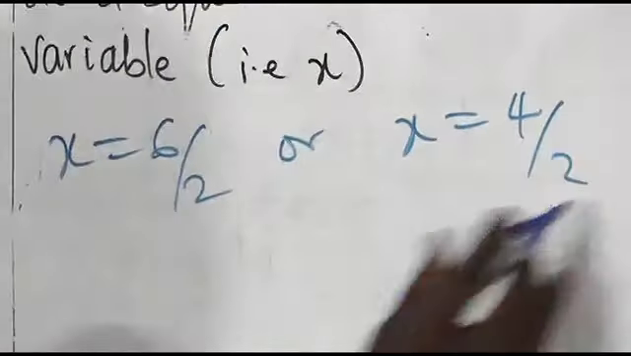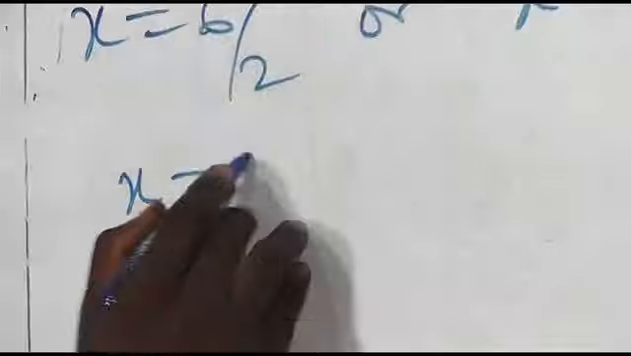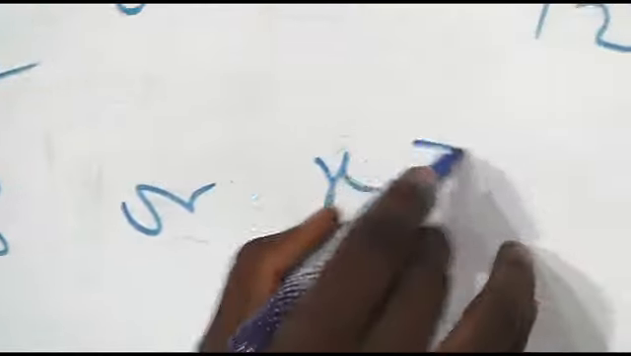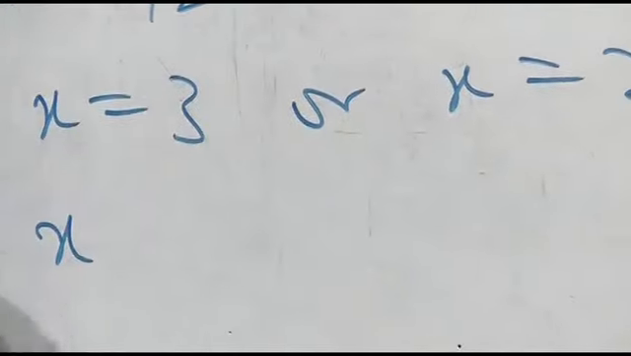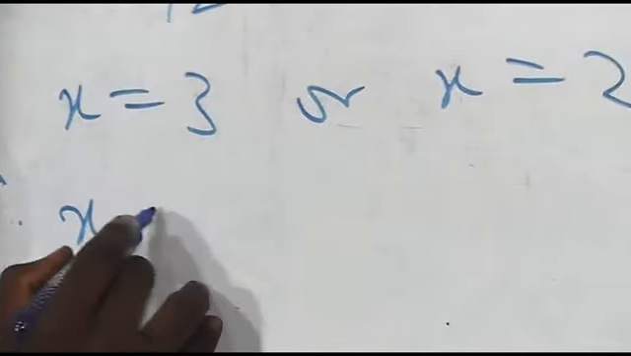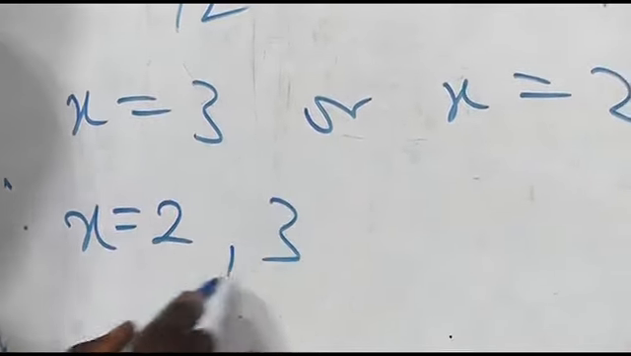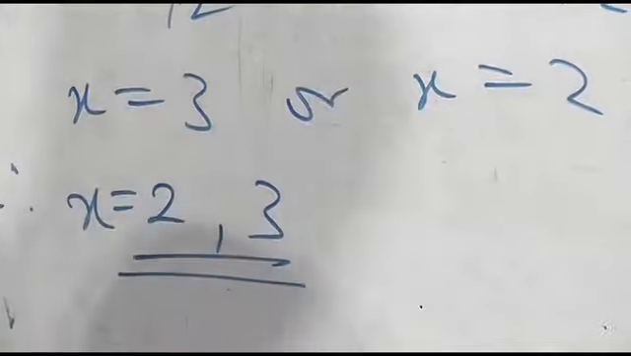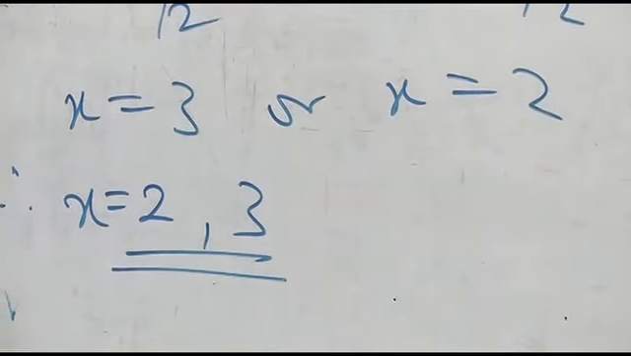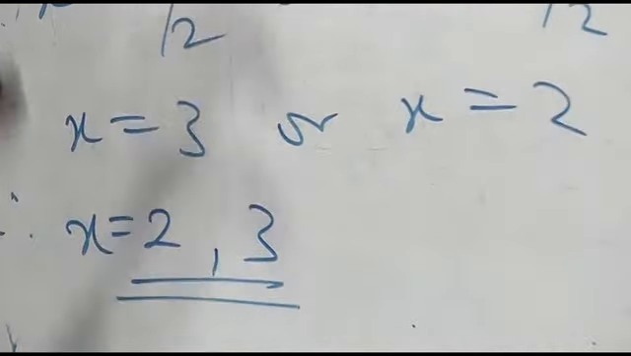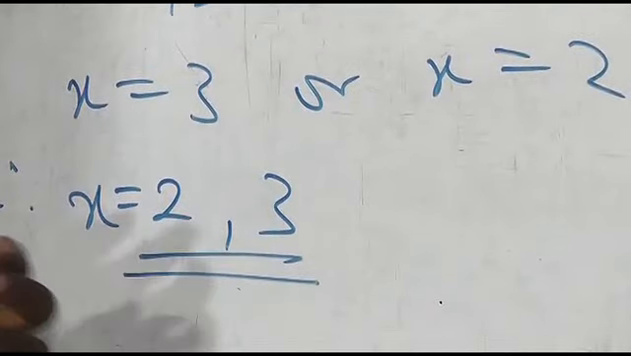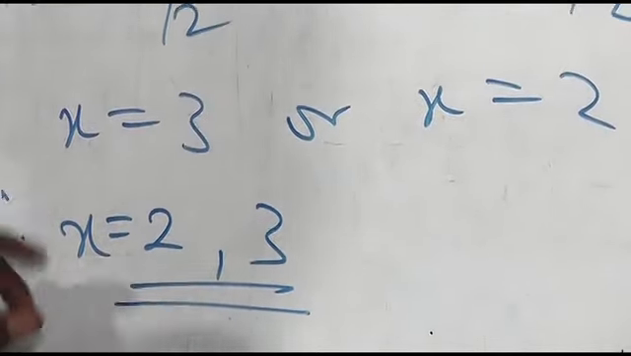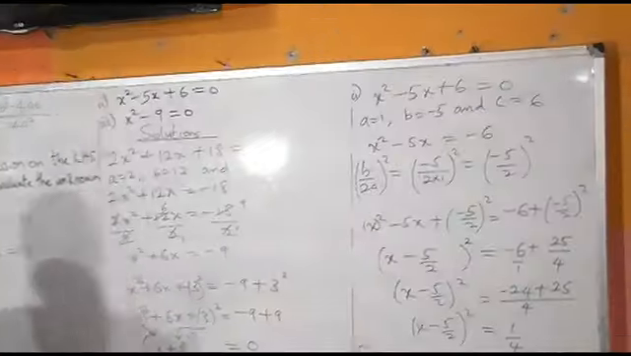4 over 2. 6 divided by 2 will give 3, and 4 divided by 2 will give 2. So the answers are 2, 3. Now, you can check whether these answers are correct by substituting 2 into this quadratic equation.